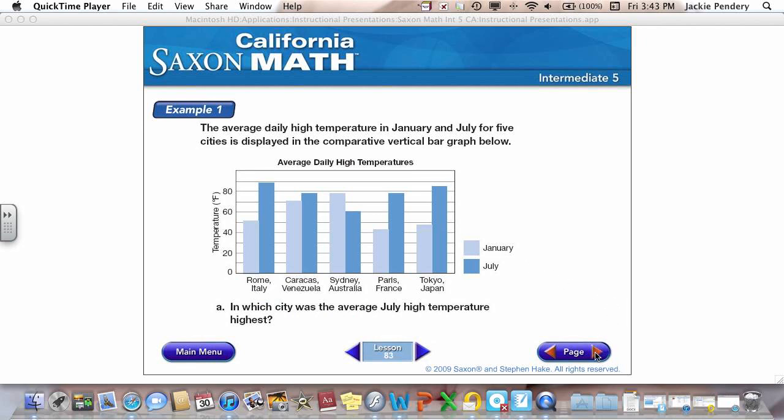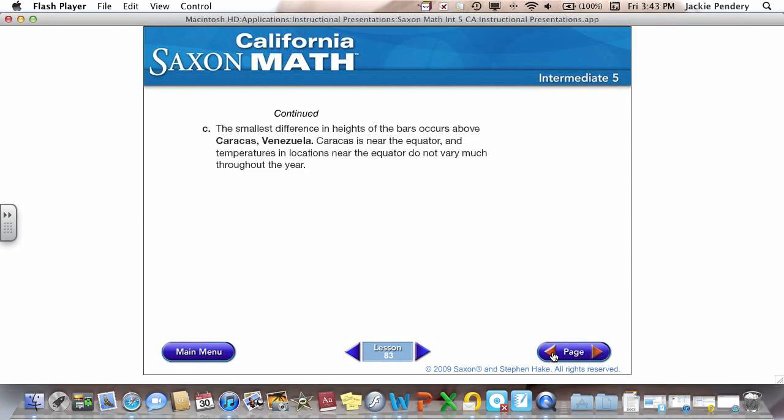Okay, let's look at question B. You need to refer back to your book for the graph. I will try and toggle back and forth, but you might just need to look at your book. Oh, where did it go?